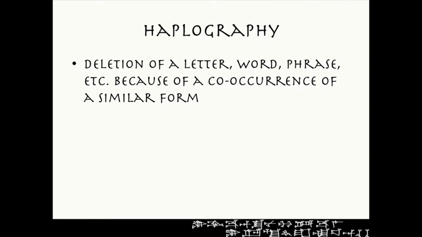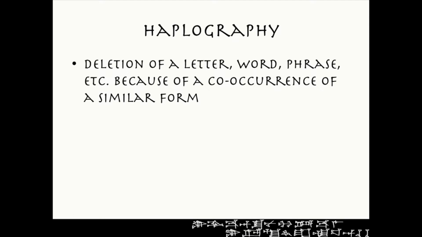Haplography, so the deletion of a letter, word, phrase, etc., because of a co-occurrence of a similar form. So if you're reading through something, remember when you transcribe, when you copy these things, it's not like a keyboard that you have where you can sit there and know where the keys are and type without actually looking at the screen. They had to look up and then look back down to write, then look up, find their place, look back down to write. And when you do that, there are a lot of omissions that you can make or additions that you can put in, depending on the context, based on words that have similar endings or phrases that look the same.